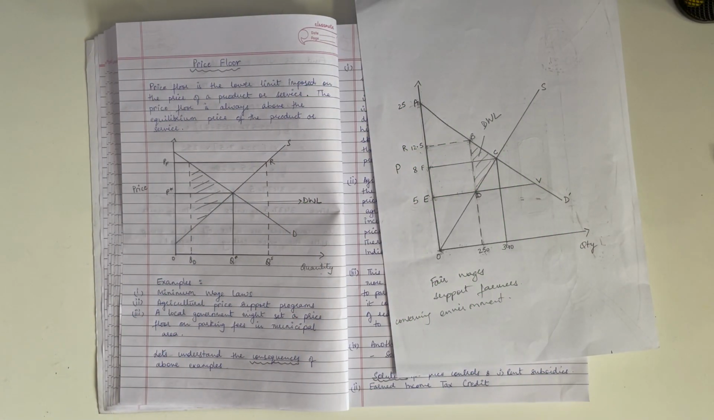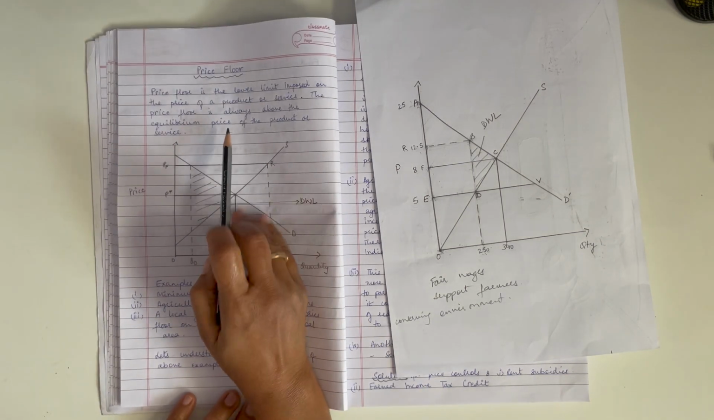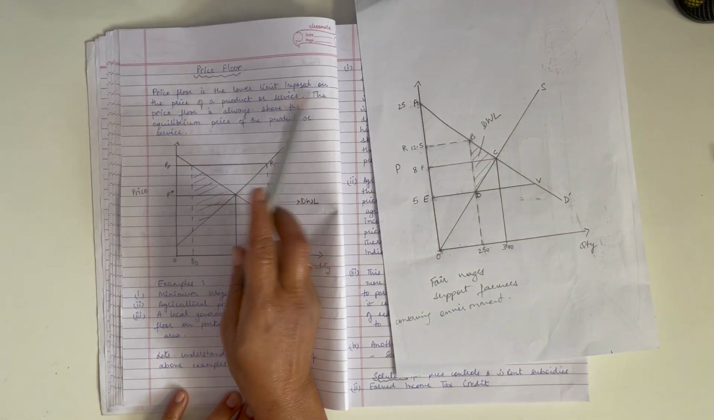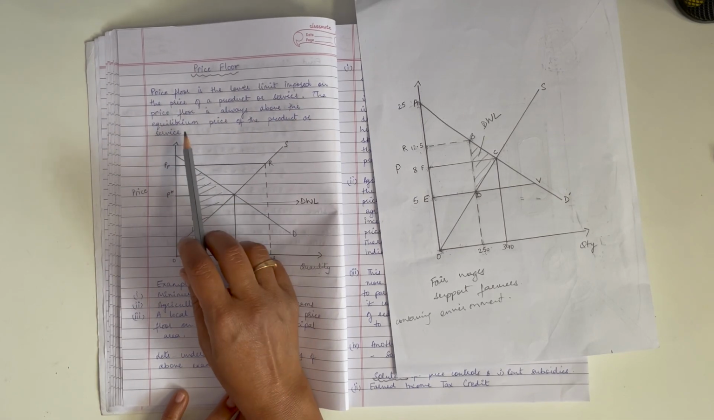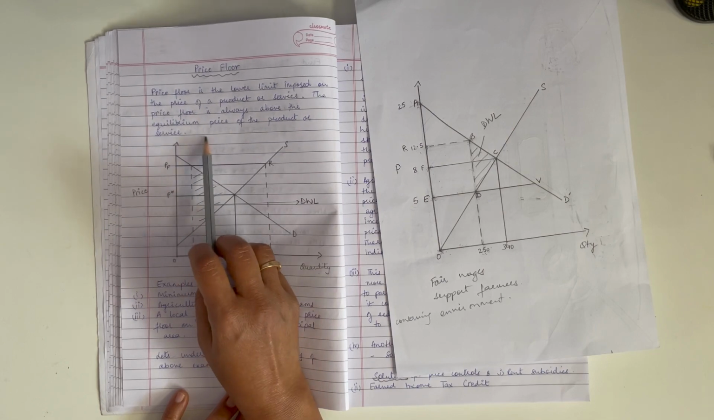Friends, today I'll be talking about price floor. In my earlier video, I had talked about price ceiling. Now, price floor is another kind of price control that's imposed by the government. So what is price floor? Price floor is the lower limit imposed on the price of a product or service. The price floor is always above the equilibrium price of the product or service.